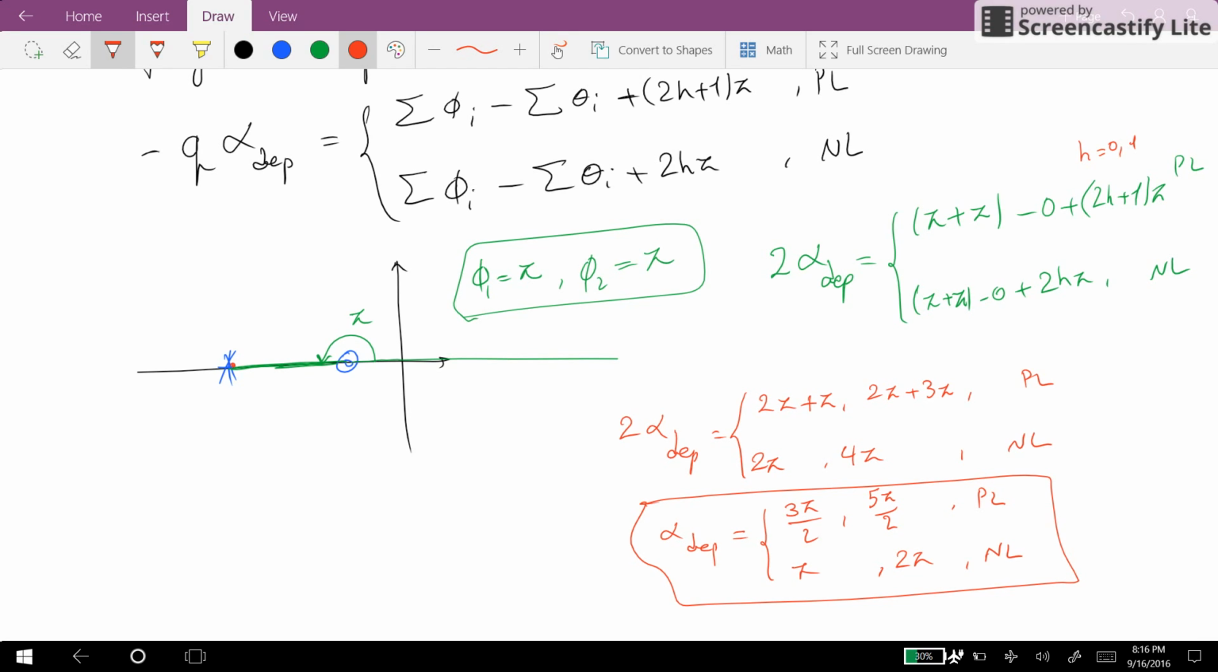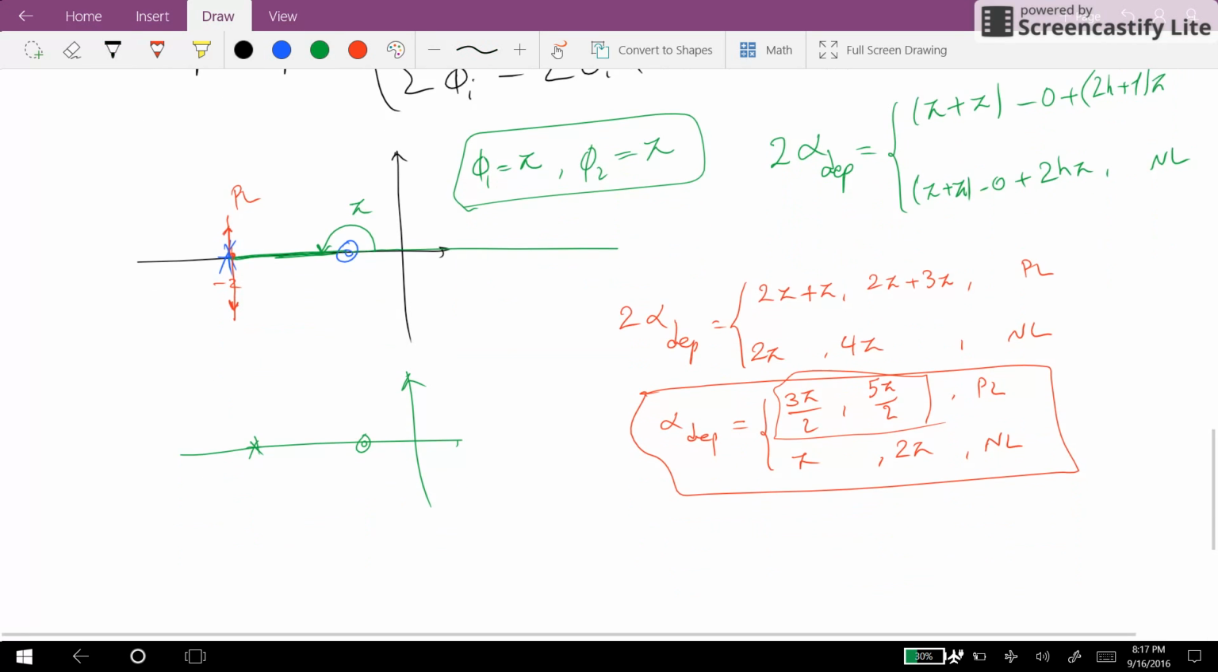So we can see here that for the positive locus, we will have branches departing from the poles at -2 with the angle of 3 pi over 2, which is this one, and 5 pi over 2, which will be equal to pi over 2, or this one. This will be for the positive locus. In the case of negative locus, the branches will depart from the poles with the angle of pi and 2 pi, or 0.